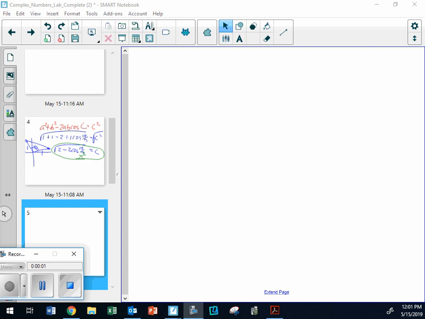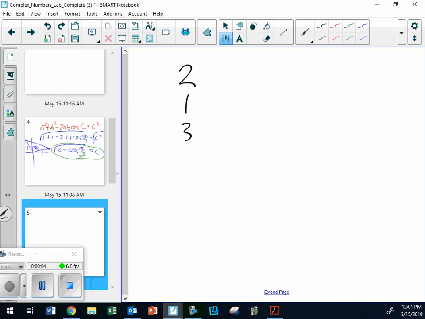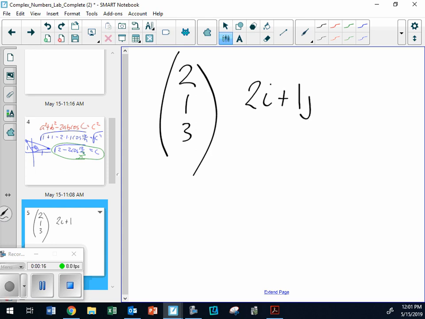Okay, if I said this, 2, 1, 3, I think I've pre-taught you enough to know that that would be a vector. That would go 2 in the I direction. Can you finish it? 1 in the J direction, and 3 in the K direction.